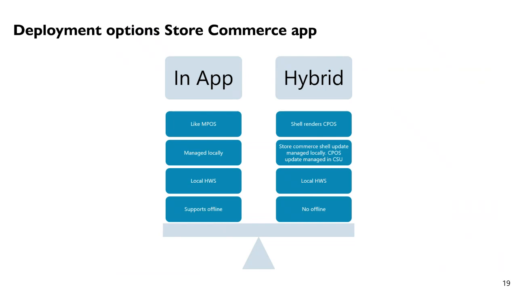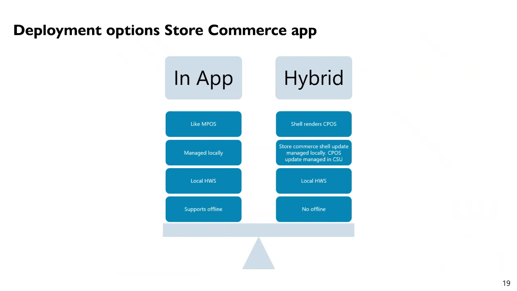The in-app mode supports offline. During installation, pass the install offline command line switch to deploy the offline database. During offline, there is no connectivity. The application won't be able to connect to CSU or the commerce headquarters. In those cases, the app will use the locally deployed CRT. We also support local hardware station in the in-app mode.